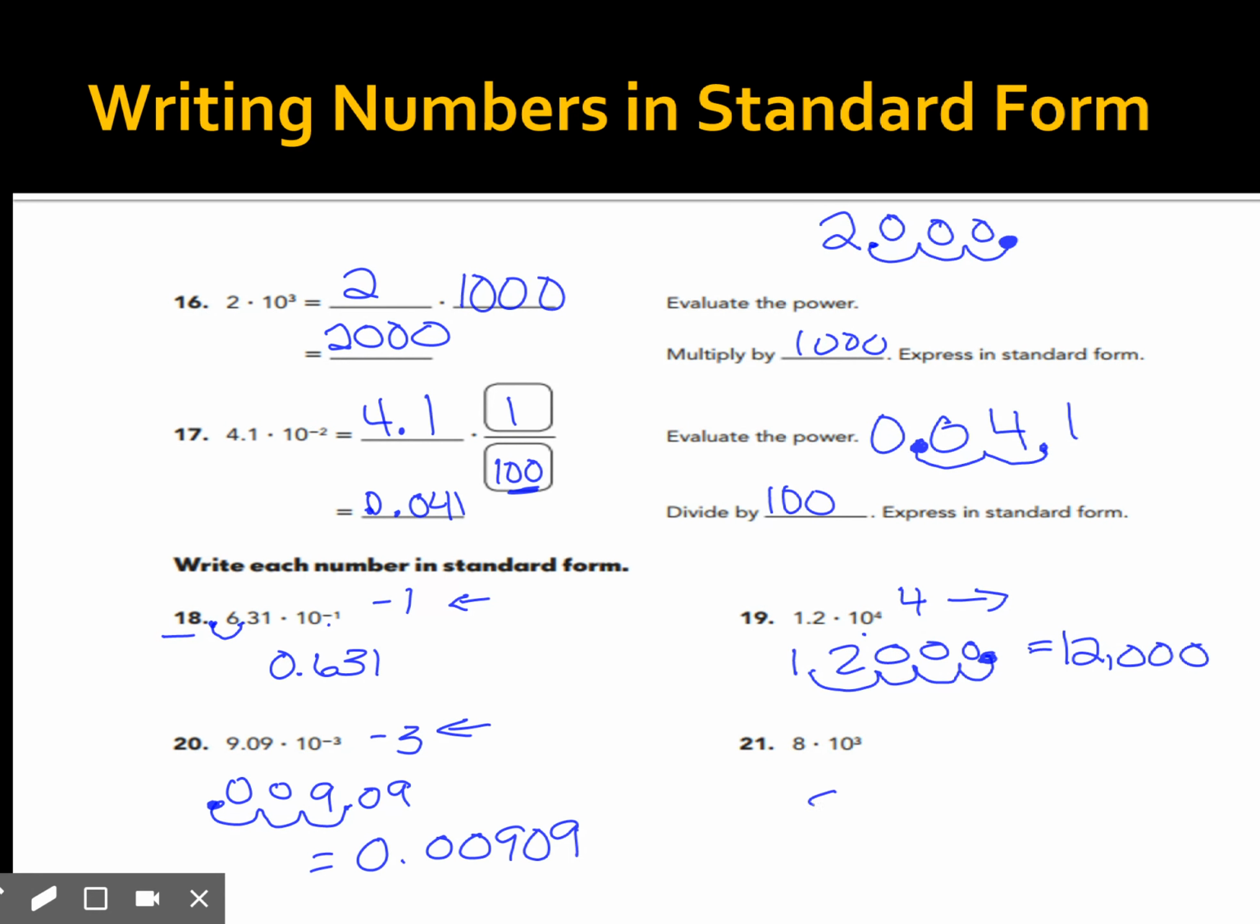Then lastly, 8 times 10 to the 3rd. 8 is the same as 8.0. So it's a positive 3, so I'm going to the right. 1, 2, 3. I'll fill in my blanks, and that equals 8,000.